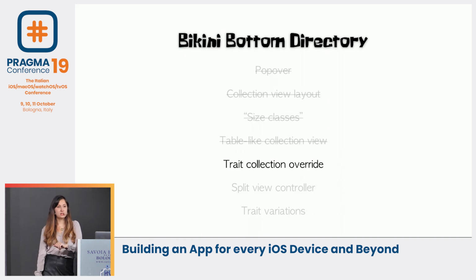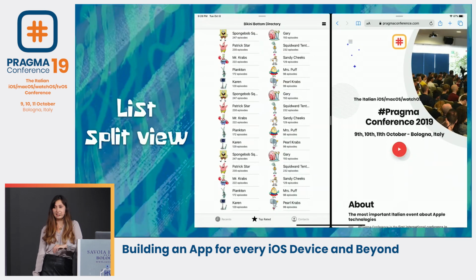And now let's talk about the trait collection override. We will work with that same tab. So the 2 columns look really good, but when you go into split view mode, they don't look as good anymore. The size class is still regular, but some of the text is clipped. So maybe for this case, we want to keep it as size class compact rather than regular.